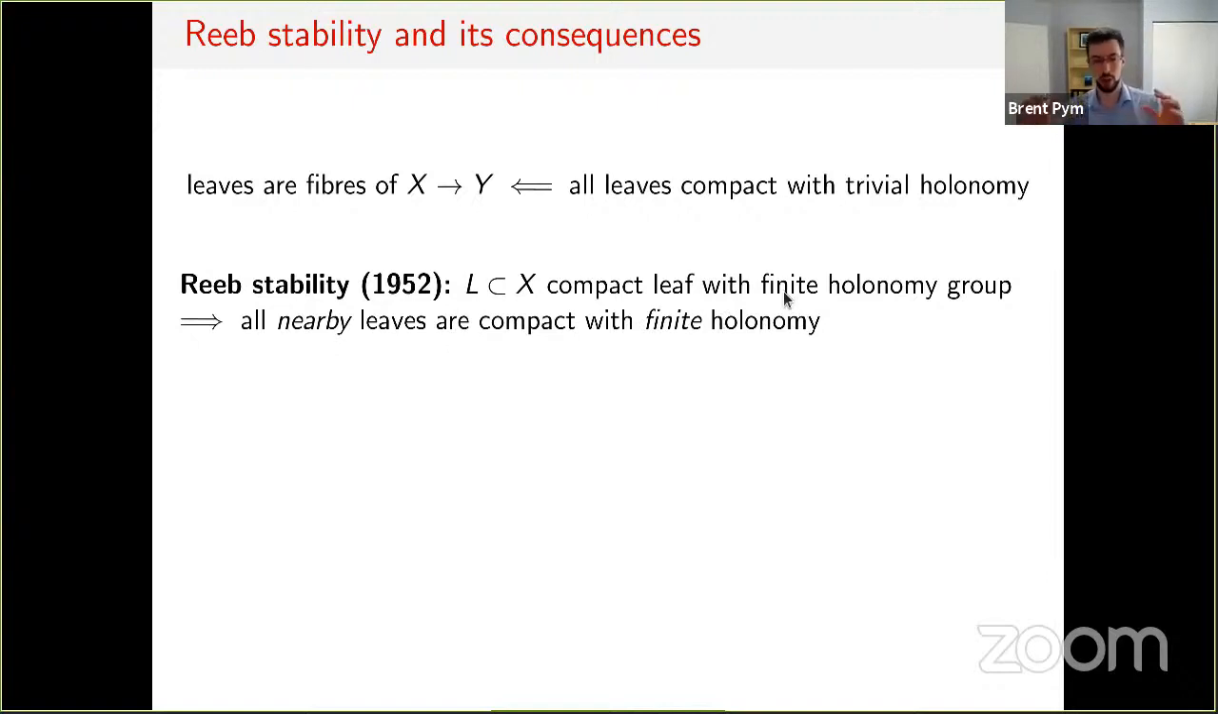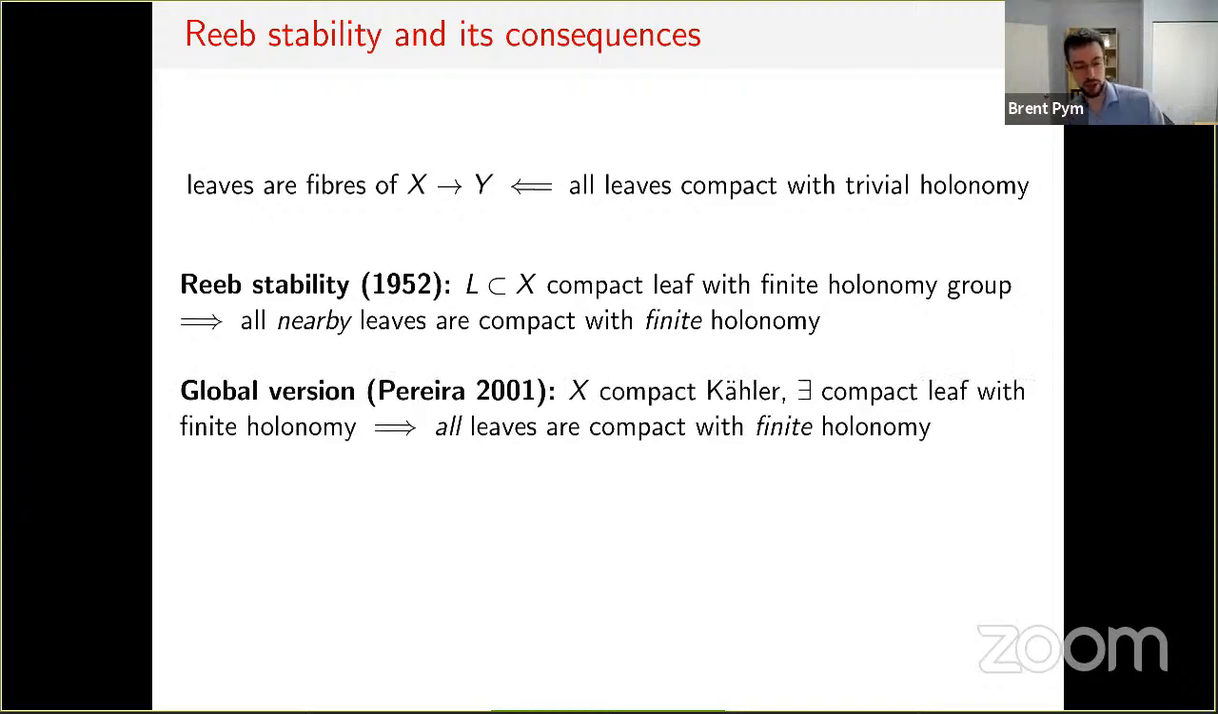This is kind of a semi-local statement. It's a statement about a neighborhood of a leaf. But in the compact Kähler situation, Gerard proved a very nice global version of this. So if you have a regular foliation on a compact Kähler manifold, and it has a leaf which is compact with finite holonomy, then in fact, every single leaf of this foliation is compact with finite holonomy. So it's a global Reeb stability result. So of course, in our situation, we have a compact leaf which has a finite fundamental group and therefore finite holonomy. And so this theorem applies.